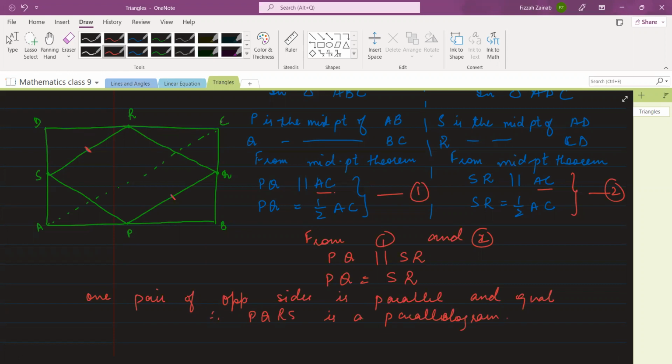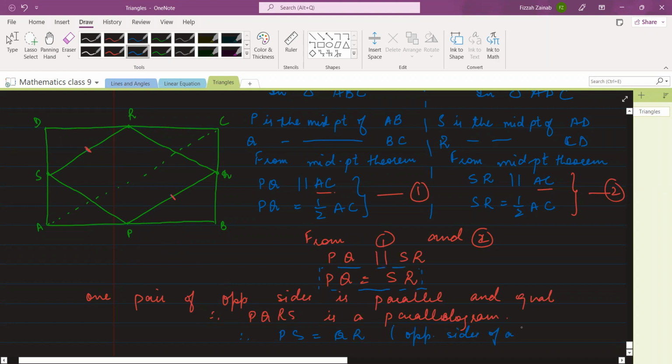So this is easy, Jaslyn. Now we have already shown opposite sides equal, right? So at least here, one pair of opposite sides we have already shown equal. Now because it is a parallelogram, the other pair will also be equal. That means PS will be equal to QR. Why? Opposite sides of a parallelogram are equal, right? So this side is equal to this side.